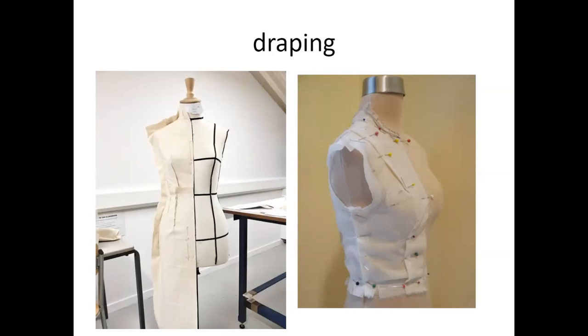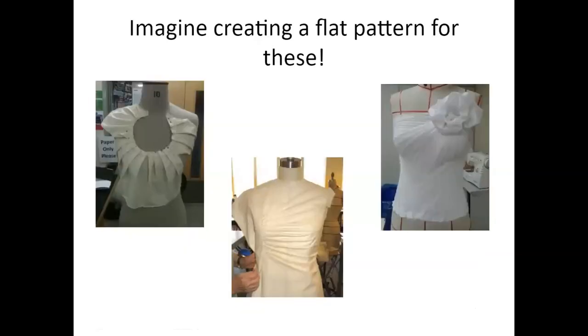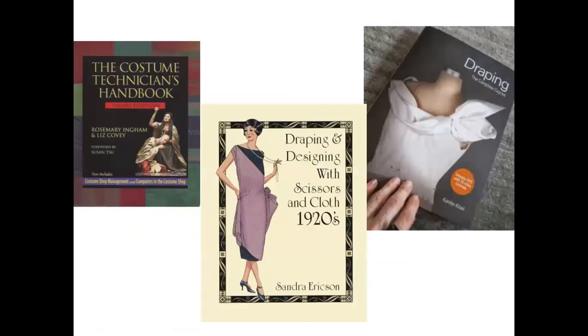You can adjust the dress form so that it is perfectly the actor's size. And then you start manipulating the fabric to create the shapes that you want. You can create amazingly complicated shapes doing this. I can't imagine having to flat pattern what this would look like, because once you've draped something, you have to lay it out. There are some really good books out there about learning how to drape, and the Rosemary Ingham book covers a little bit the basics of how to drape.